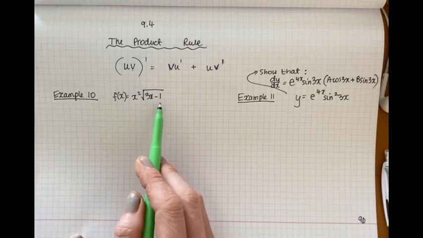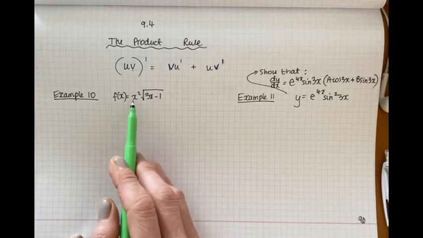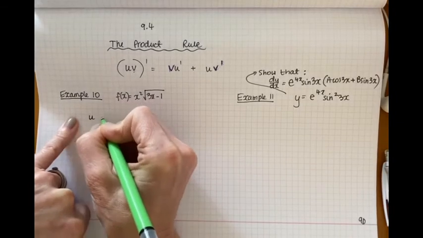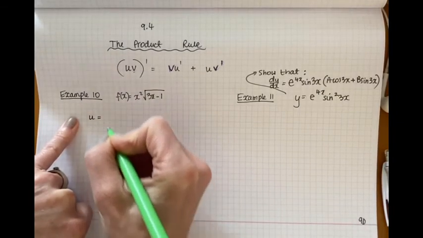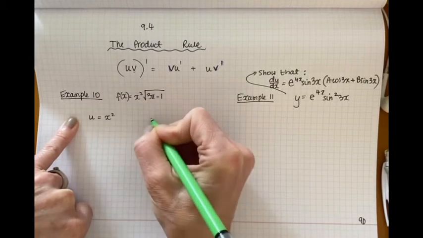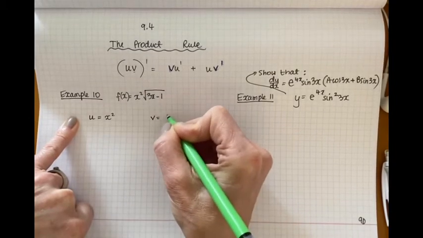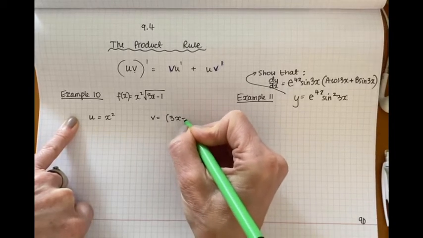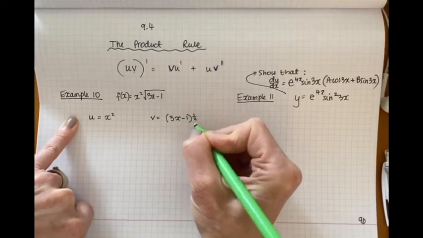So here we've been asked to differentiate this function. It's clearly a product of two functions. So always set it out in this way. So it's u equals x squared and v next to it. And this is, I'll prepare it for differentiation, 3x minus 1 to the power of a half.